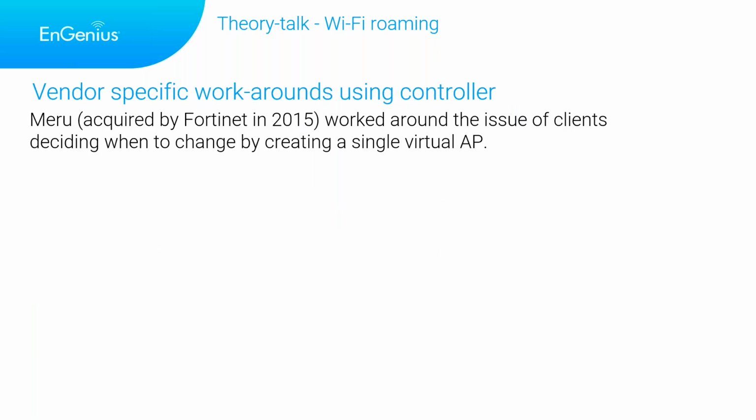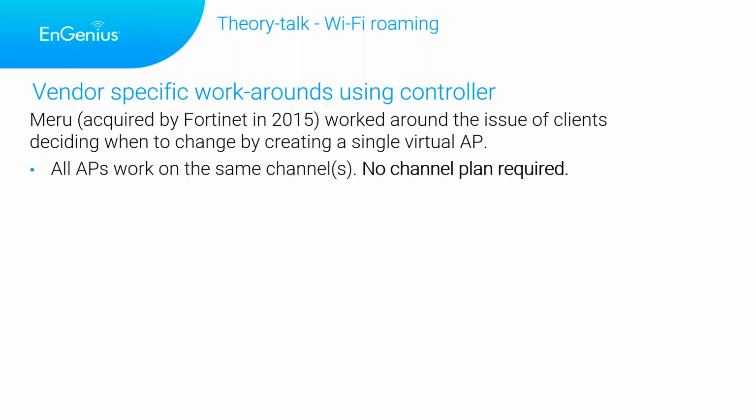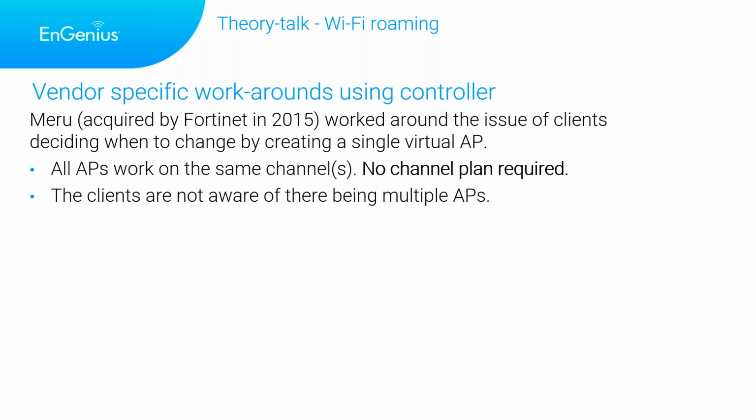So in the past, we have seen some vendor-specific workarounds using a controller. Meru comes to mind with this. They have all the APs working on the same channel. You do not need a channel plan. The clients are not aware that there are even multiple access points. They just connect to the one.